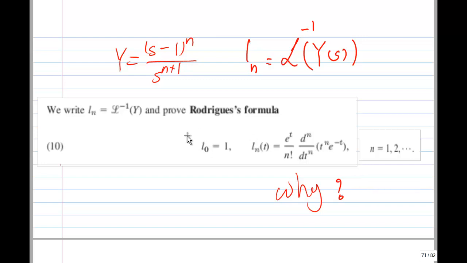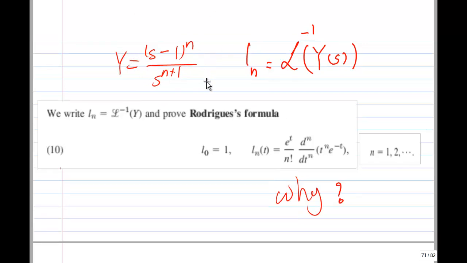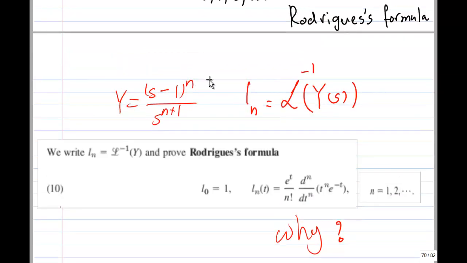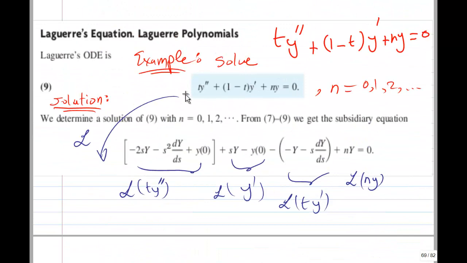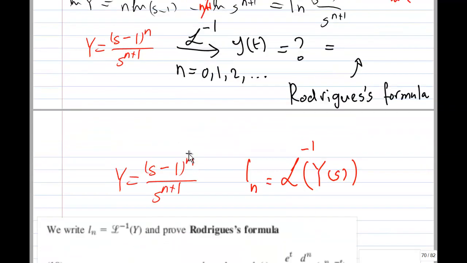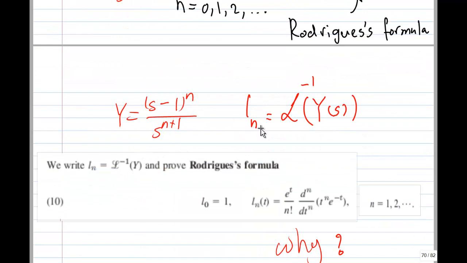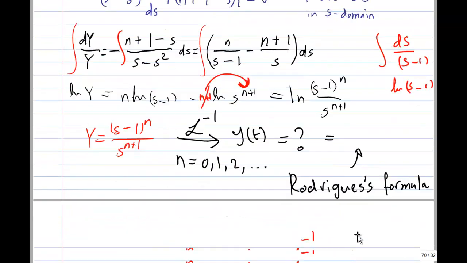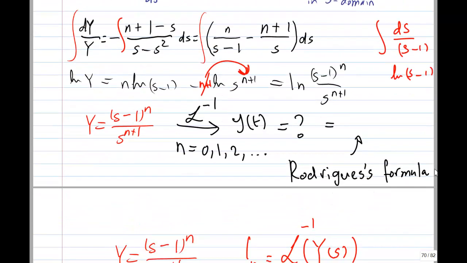So we basically end up with this Y of s, and we would like to get the inverse so that we finish the problem. Of course, he's doing it for different n, by the way. If you remember, the equation that we are solving is for n equals 0, 1, 2, 3. Because it's a function of n, he would call the inverse L of n. This is a famous equation, okay, and the solution is the Rodriguez formula.